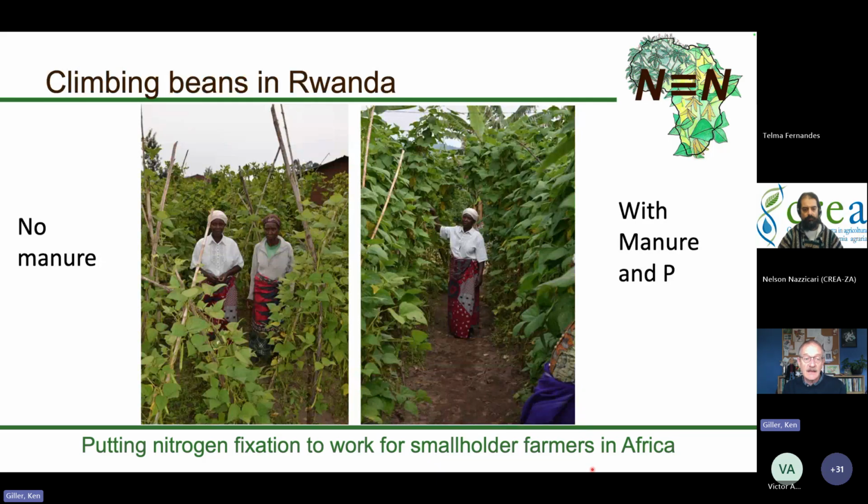In Rwanda, we have climbing beans, again on the left, climbing beans with no manure added, on the right with manure and phosphorus, and on very small farms, these climbing beans are wonderful to intensify production vertically, where you can get the beans up to 3 meters tall, where I, as a reasonably tall person, feel completely dwarfed by the crop. And these beans producing up to 5 tons of grain per hectare. This lady is Mrs. Gasilida, and this is actually a variety which was developed during participatory breeding, which is named after her.